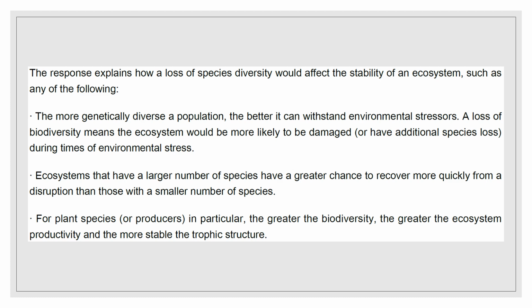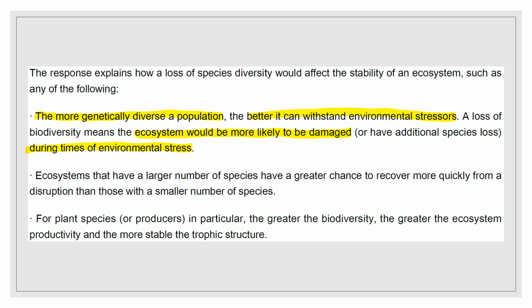So this is the key part, the first part of our answer choices. Again, these are the appropriate answers that could be used, and I'm reading off of the first one. Better can withstand environmental stressors. So a loss of biodiversity would mean that the ecosystem would be damaged during times of environmental stress. So again, key things here, ecosystems would be more likely to be damaged during times of environmental stress if we have a loss of biodiversity.